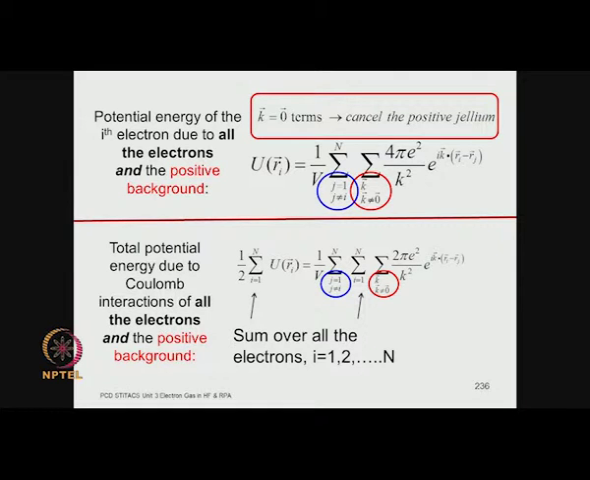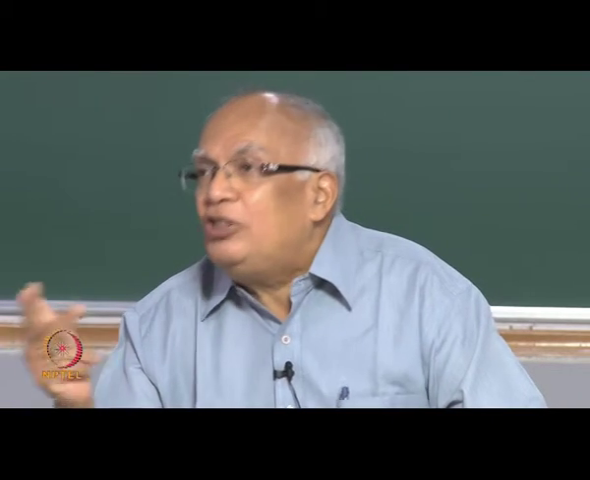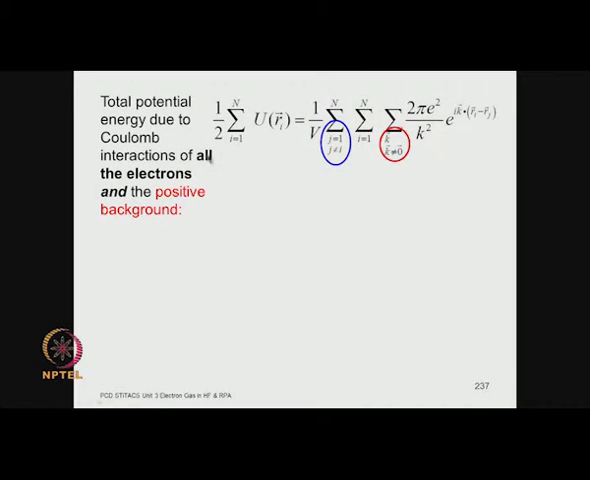Why is the positive background involved? Because you have dropped the k equal to 0 term. That is the term which cancels the background effects. And the background terms are twofold. One is the background interaction in the original Hamiltonian and the other is the electron-background interaction. So that is also taken care of. So this is the total potential energy due to the Coulomb interactions of all the electrons and the positive background.